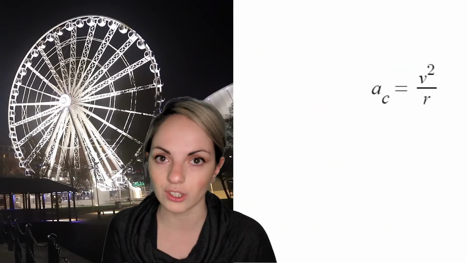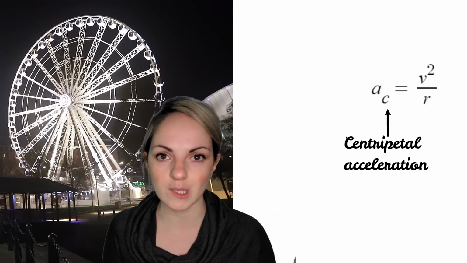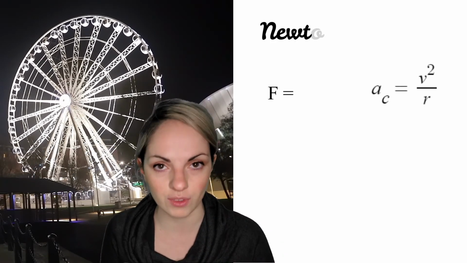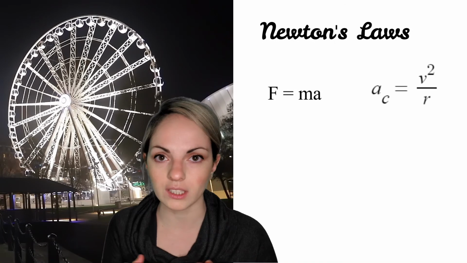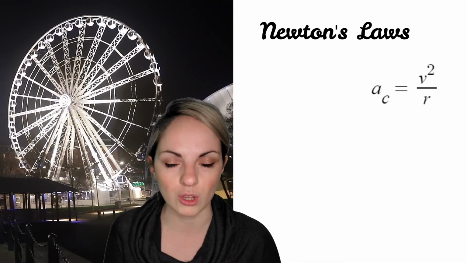The good news is that the acceleration has its own equation for circular motion, which is acceleration equals speed squared over the radius of the circle. This is called the centripetal acceleration. Let's now go and solve three different problems solving for Newton's laws using this new information.